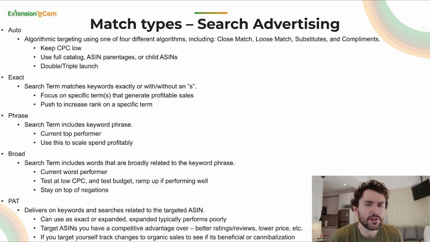We're going to have our match types broken up into search advertising and display advertising. When it comes to search advertising, you're going to have auto, exact, phrase, broad, and product audience targeting, PAT, which is just ASIN targeting.